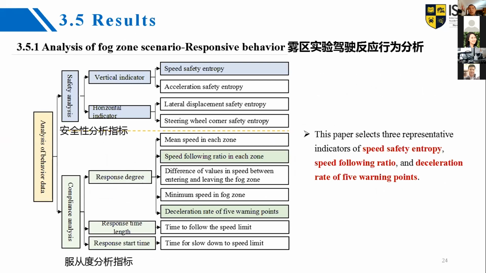Then we built the index system of driving behavior in the fog zone. The index system includes safety-related indexes and compliance indexes, in which we select 3 representative indicators: speed safety entropy, speed following ratio, and deceleration rate of 5 warning points.